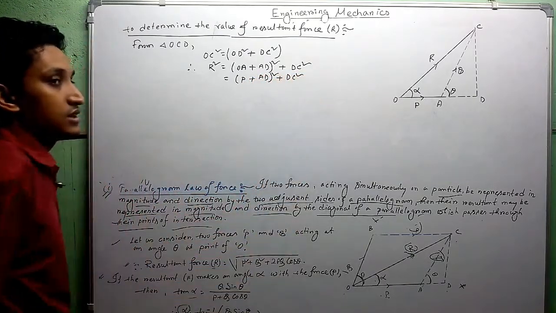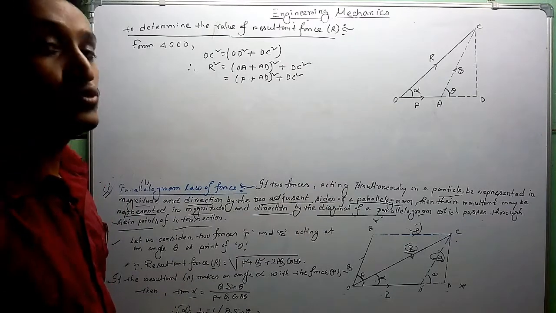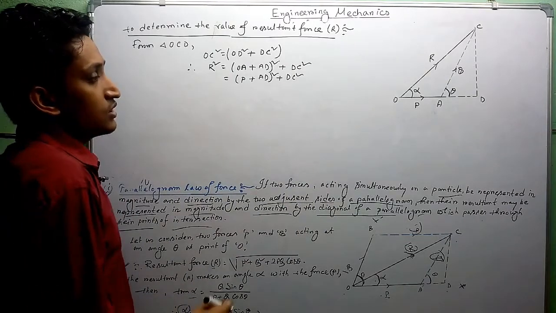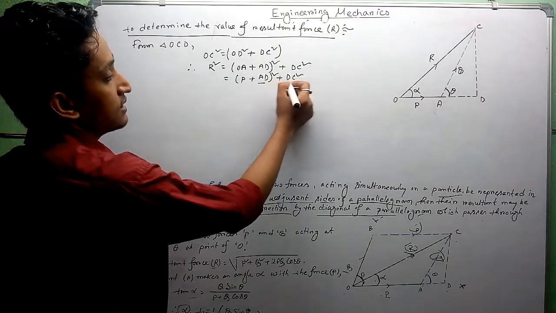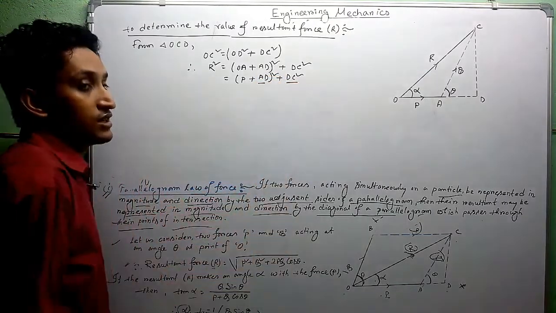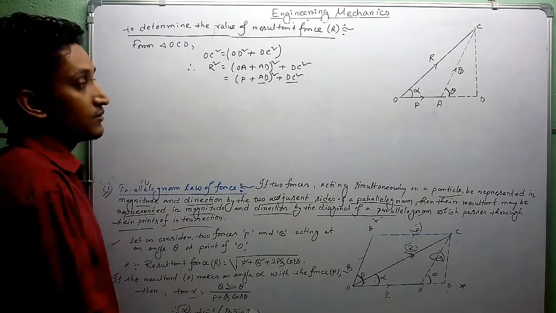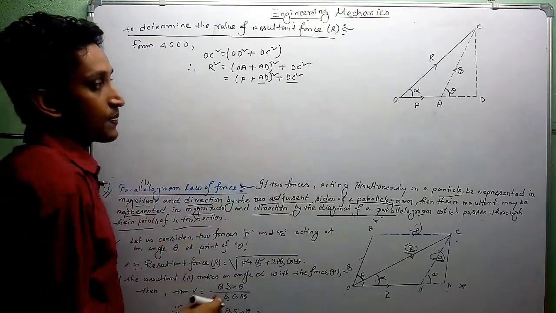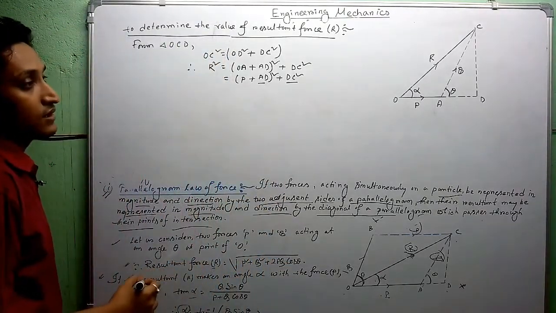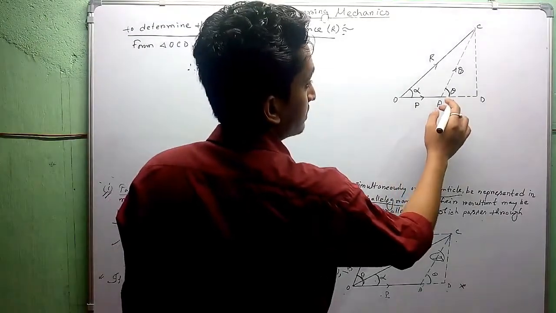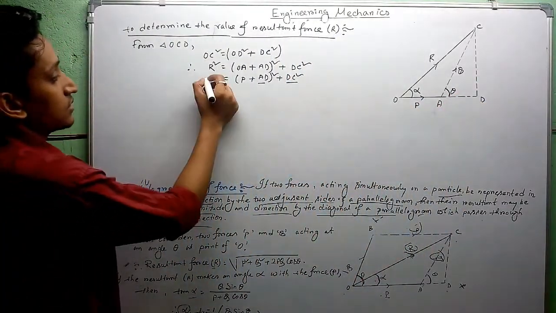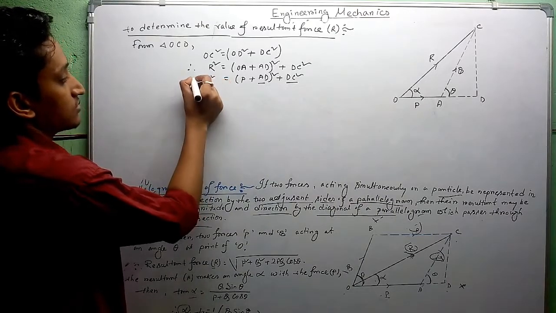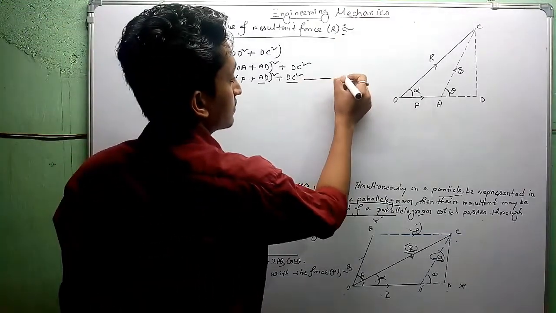Here two things are unknown, AD and DC. We have to find the value of AD and DC, so we have to consider the triangle ACD. That is equation number 1.